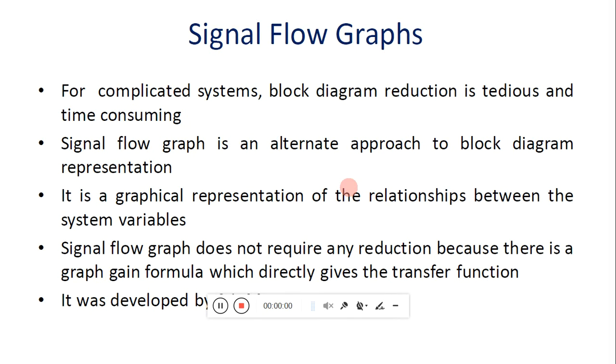Hello everyone. In this session, we are going to discuss signal flow graphs. As we know, theoretical analysis of any system is possible by converting the system into its mathematical equivalent, that is nothing but the transfer function.